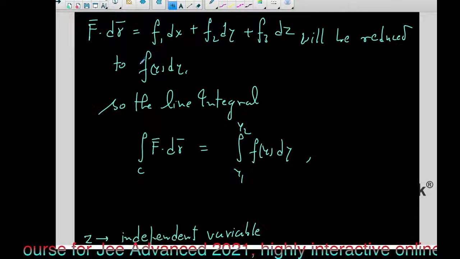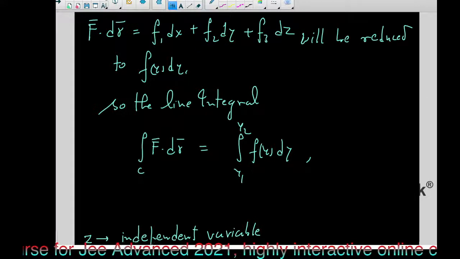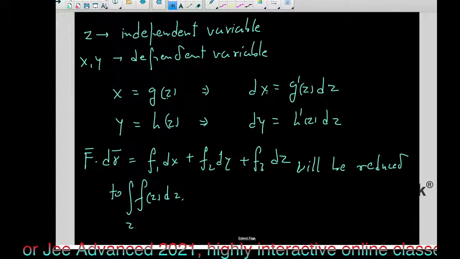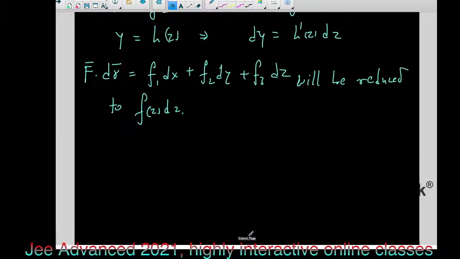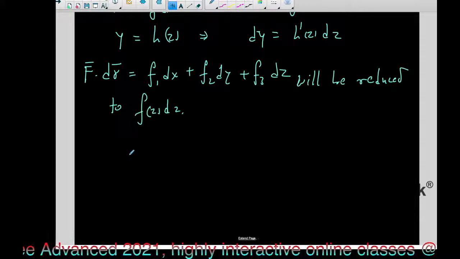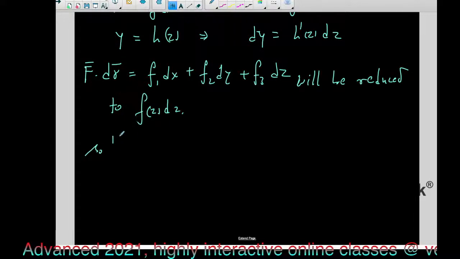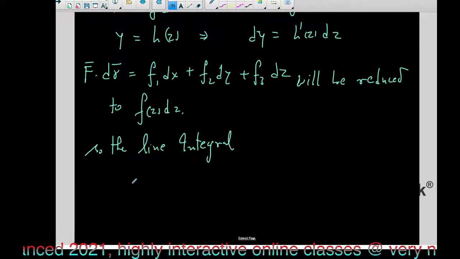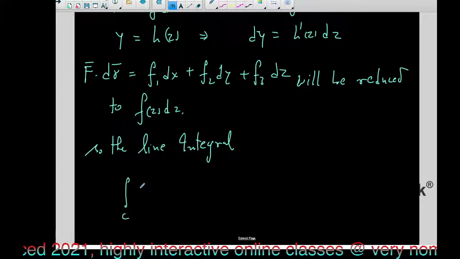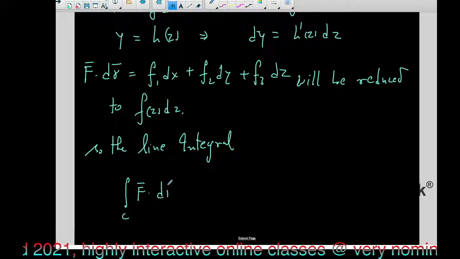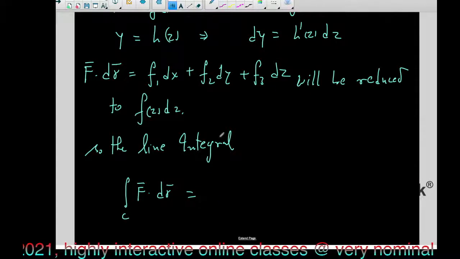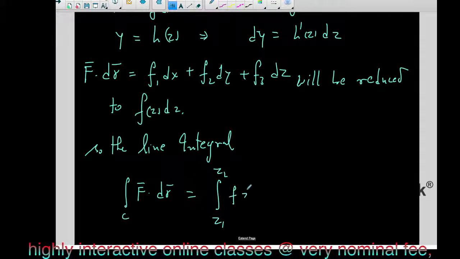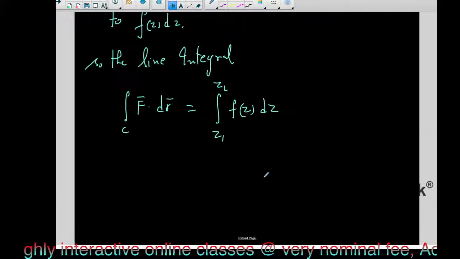So that is for that case. Here it reduces to fz dz, and then we go for the line integral. The line integral of C of F dot dr vector is converted to the integral from z1 to z2 of fz dz. Hope you are getting it. So this is one part.